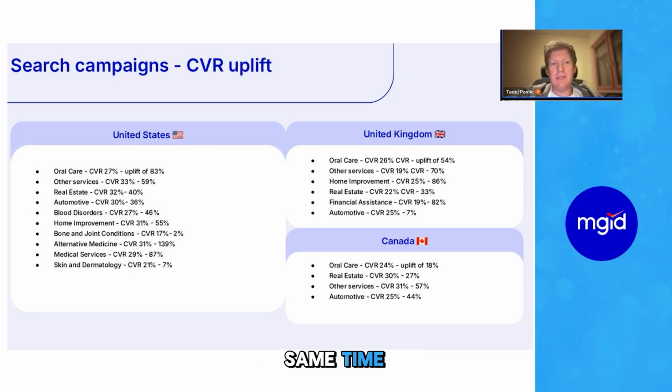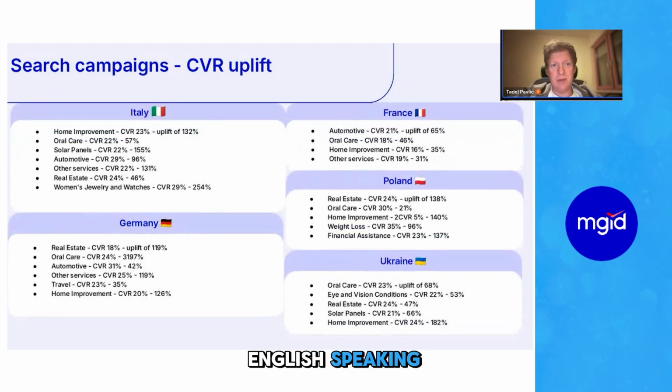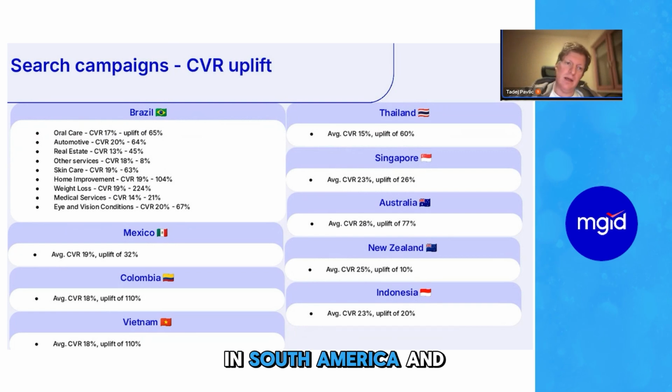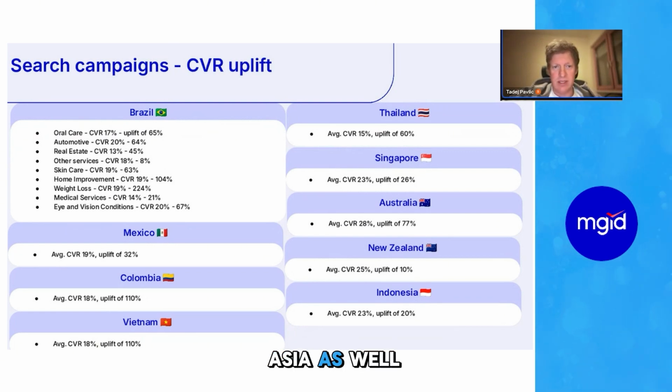At the same time, if you have a successful campaign, you can also try other geos. These are mostly English speaking, but we also see success in Europe across different categories. You can see uplifts are from a couple of percent up to just crazy numbers. And the same we see in South America and also in Southeast Asia. So pretty much in all the categories we see a positive effect of using CPA Tune, also on search feed.